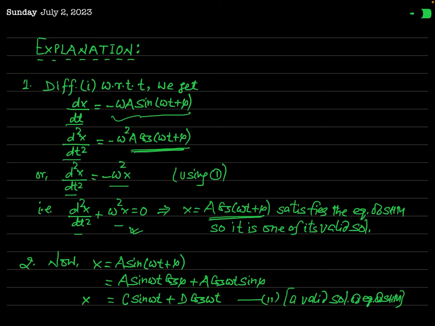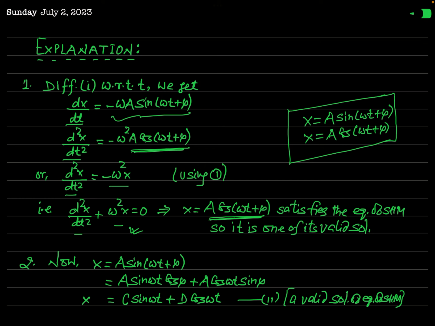And so we can clearly say that x equal to a cos(omega t plus phi) is also a valid solution of the equation of SHM. So till now we have obtained that the solution of the equation of SHM can be written either in terms of a sine function or in terms of a cosine function. That is, you can write x equal to a sin(omega t plus phi); this is one of the solutions of the equation of SHM. Or you may equivalently write that the solution is a cos(omega t plus phi). These two are valid solutions of the equation of SHM, and so we can represent SHM either in terms of a sine function or a cosine function.